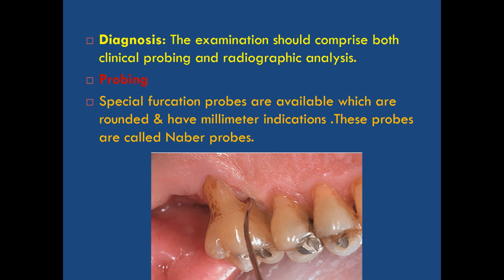Diagnosis of furcation involvement includes clinical probing and radiographical analysis. For clinical probing, we have a specially designed probe with gradings in millimeter indications to measure the amount of destruction of the furcation area. It is called the Nabers probe. This probe is specially designed for the detection and measurement of furcation involvement.